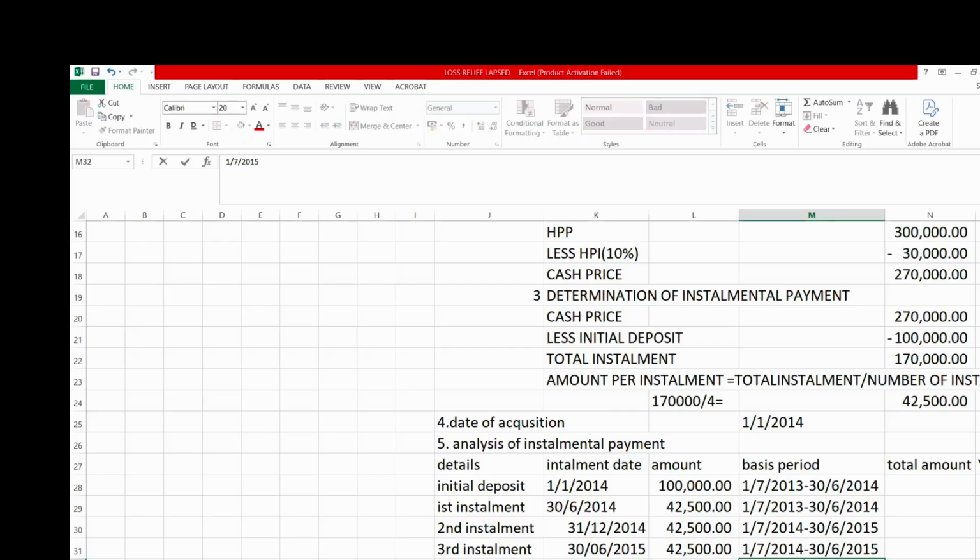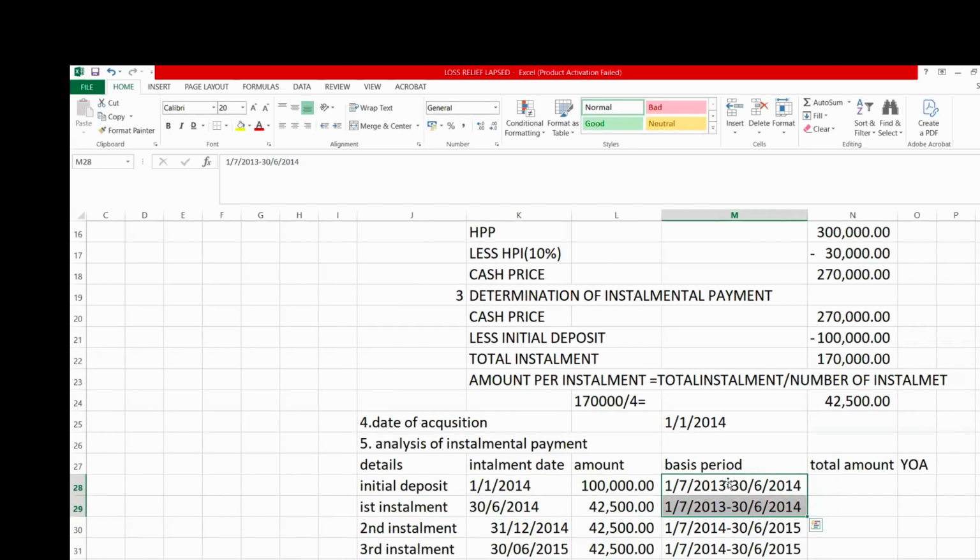1/7/2015 to 30/6/2016. So for each of these dates, you now look for any that have the same basis period. You are going to add the values together as the total amount. You can see that this basis period and this one are the same basis period. That means they are going to fall under the same year of assessment. These are the two amounts that are going to be paid in that basis period.